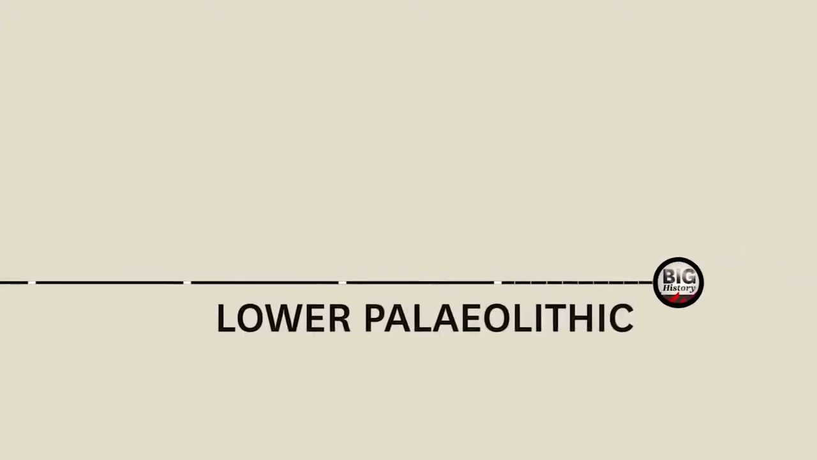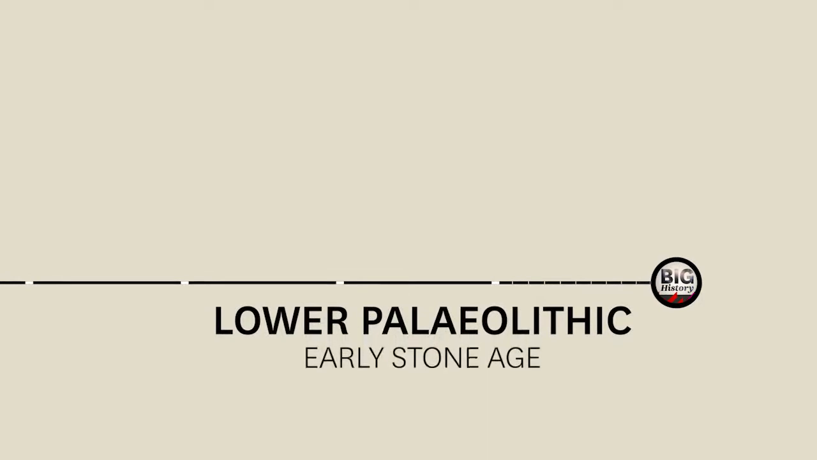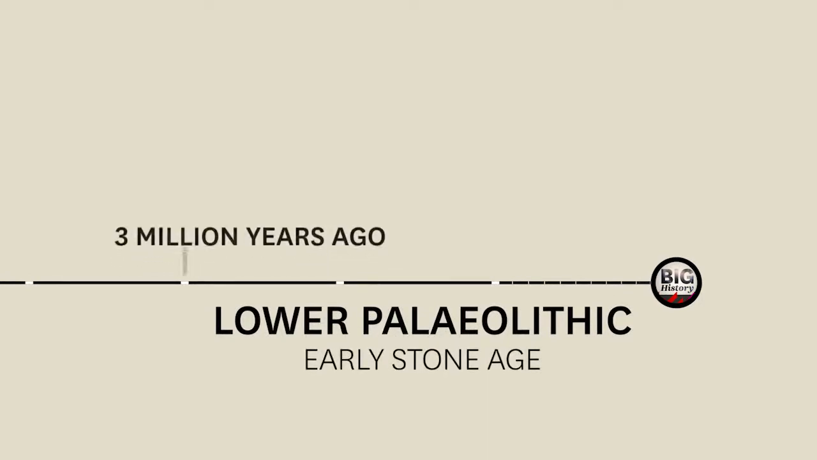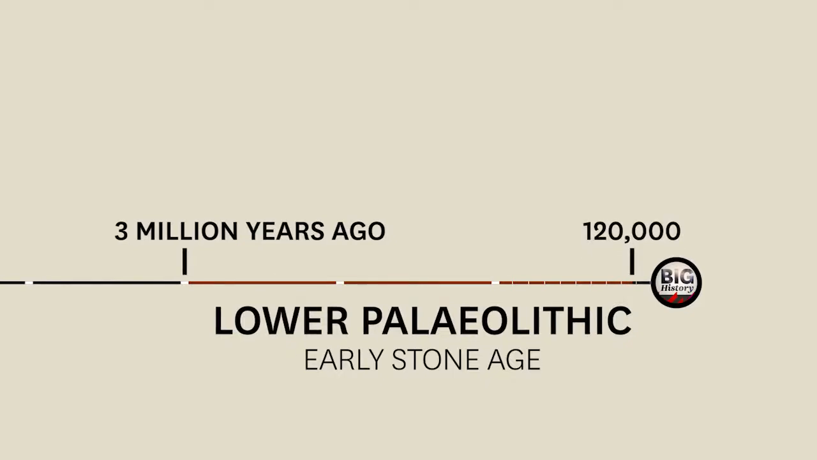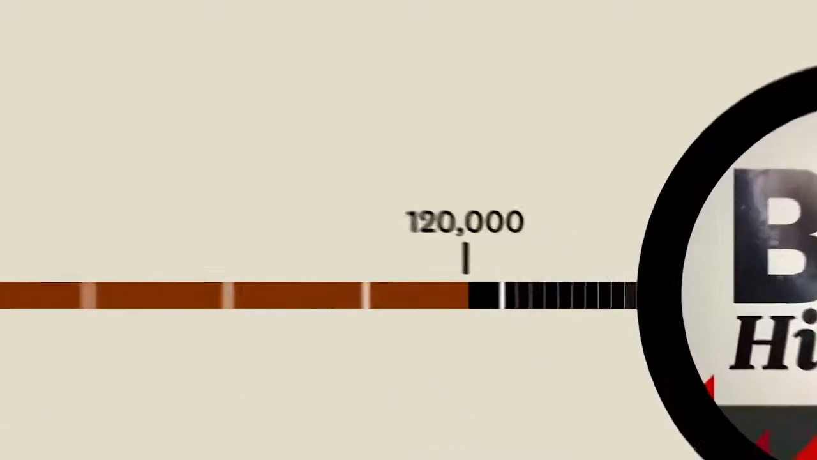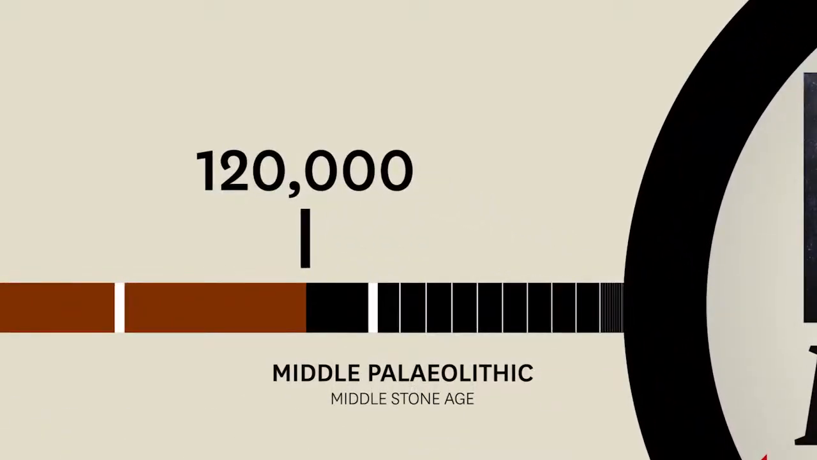The Paleolithic, this very long period, is a time of a non-productive economy. Many different species of humans populate Earth during this period. The Paleolithic could be divided into three main periods. The first one is the Lower Paleolithic, or the Early Stone Age in Africa, roughly 3 million years ago until 120,000 years ago. Now for the Middle Paleolithic period, or Middle Stone Age, between 120,000 years ago and 50,000 years ago.